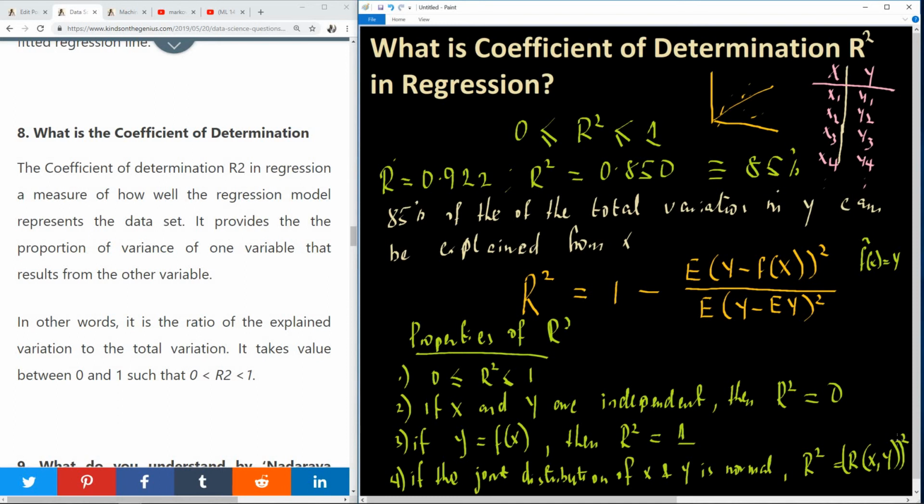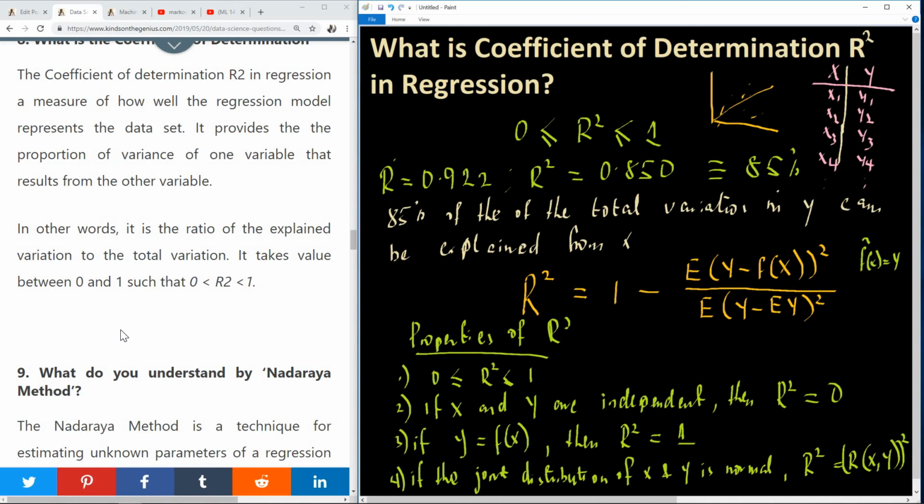Actually, I'm going to stop here, but I'm sure I've given you what you need to understand these concepts and be able to explain it in your own words, and also be able to use minimal notations and diagrams to explain it. So we'll see in the next question, that is question 9, which says, what do you understand by the Nadaraya methods?